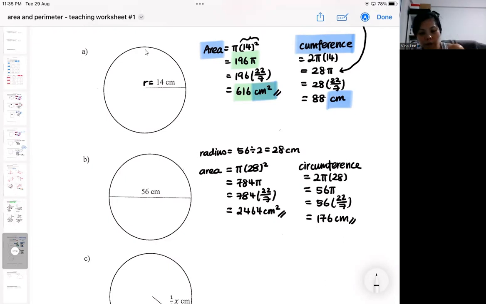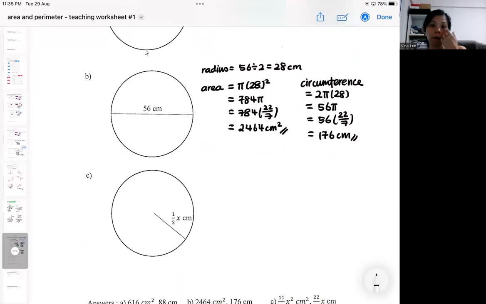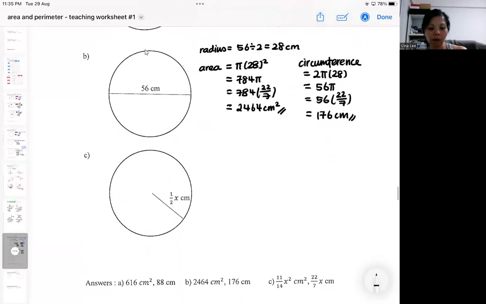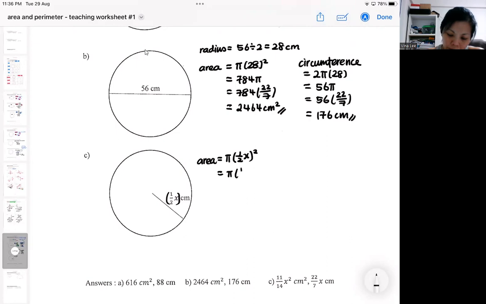Same thing happens. You can have algebra for the area and perimeter. Just remember, whatever you're given, remember to bracket out. In this case, the radius is in algebra, so remember to bracket up the algebra. Again, I'm going to find my area. Area will be pi r squared. So bracket up the algebra. Then you work it out slowly. Half x and half x.